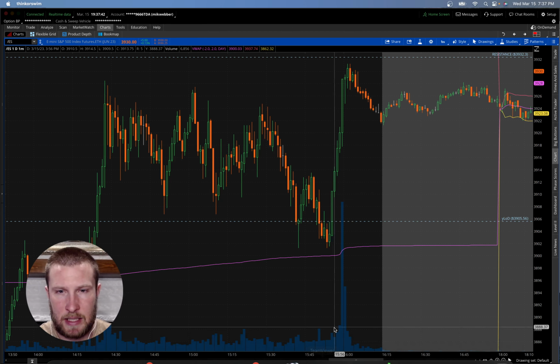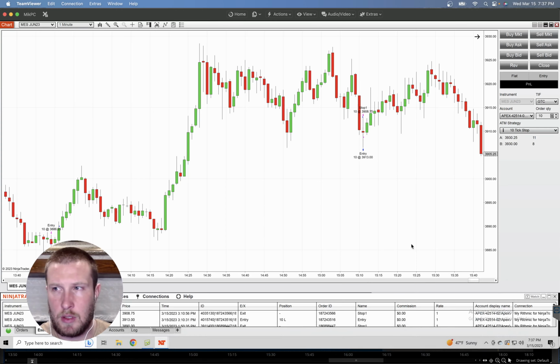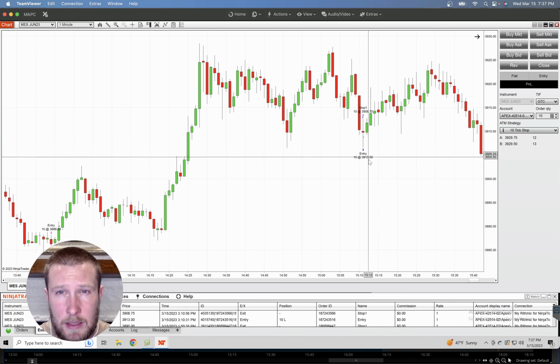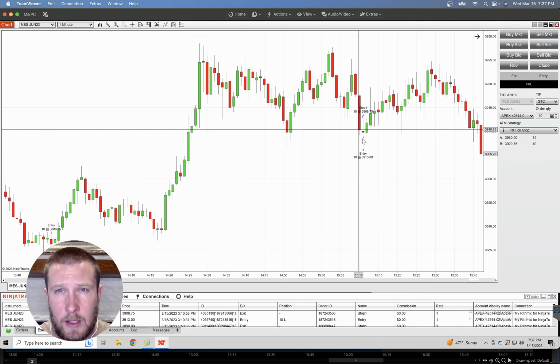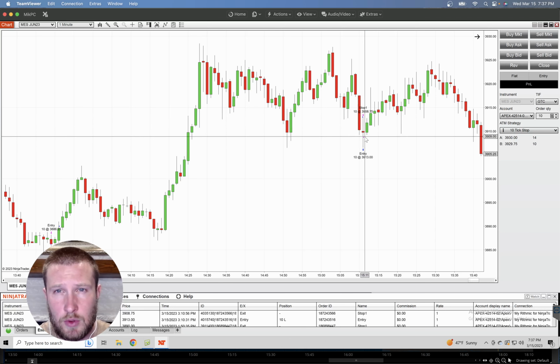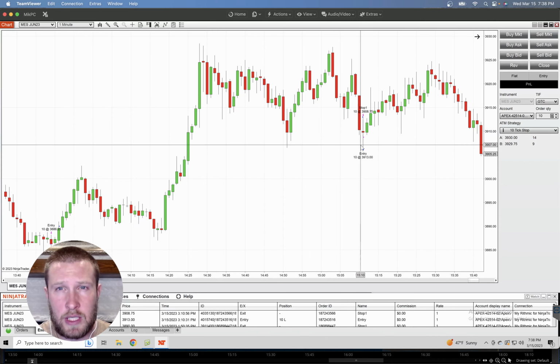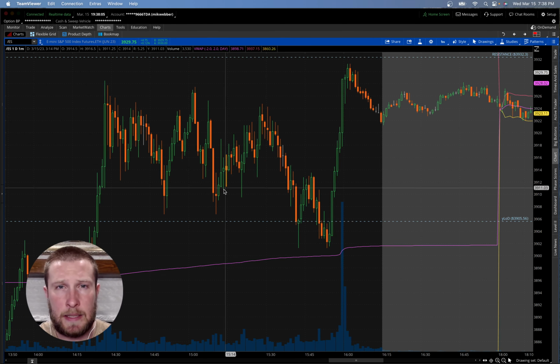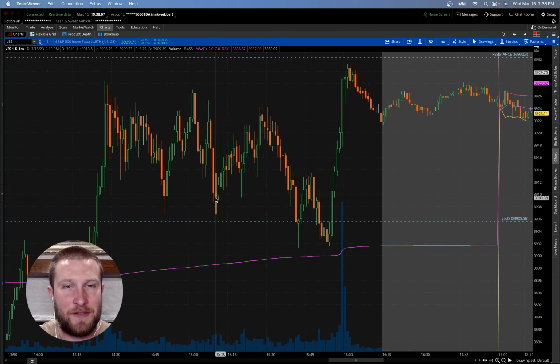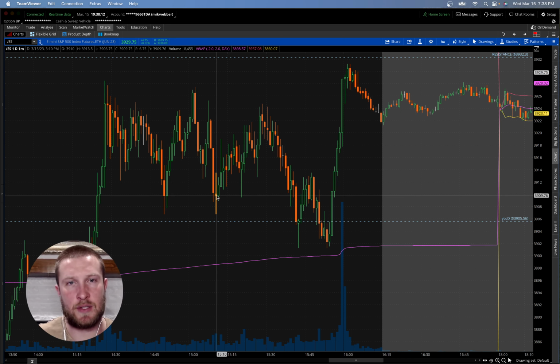Let's see my exact entry real quick. My exact entry was at the top of this candle right here, on what looked to be a doji candle. I got long, and on the same candle, I stopped out. There was enough of a move for me to get stopped out with 10 ticks. So kind of disappointing in hindsight.